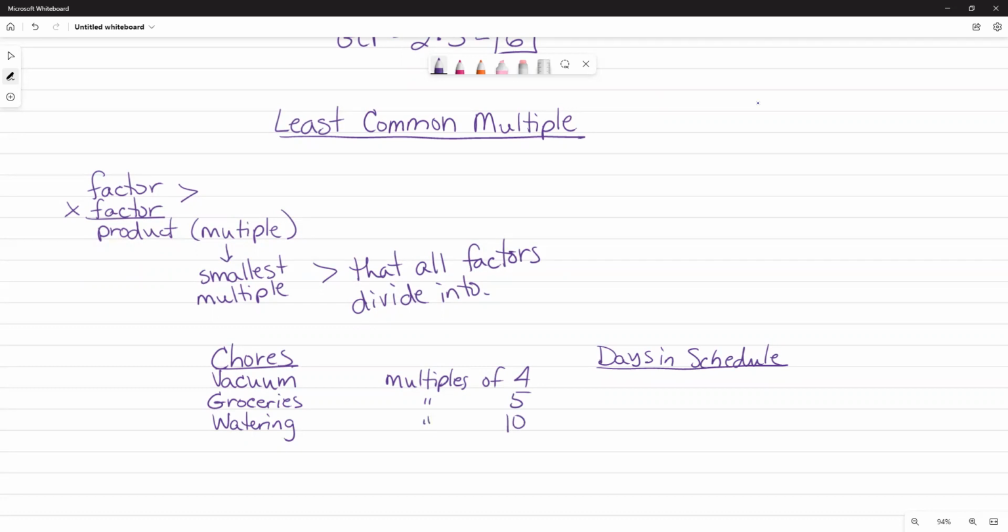All right, so when I find least common multiple, one of the best practices that I teach my younger students when they're working with fractions and finding that common denominator is to start with the biggest number and create multiples.